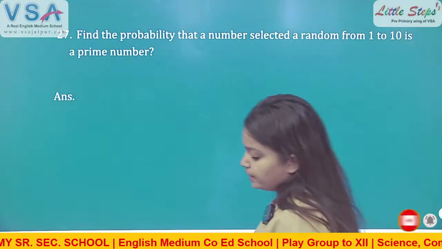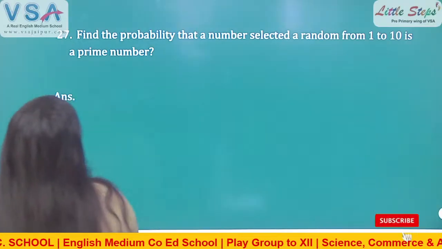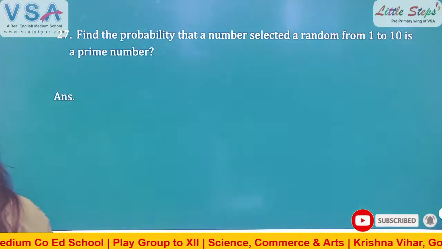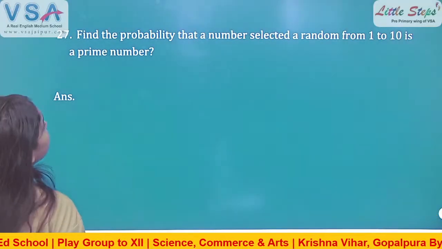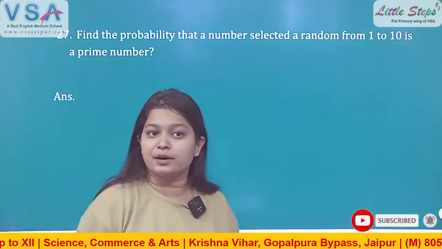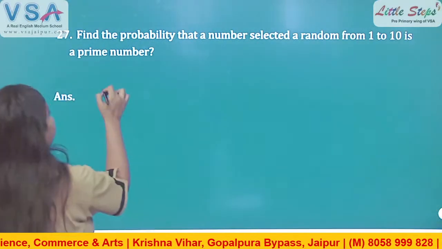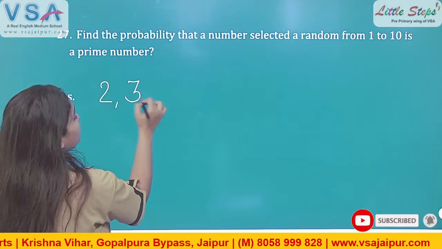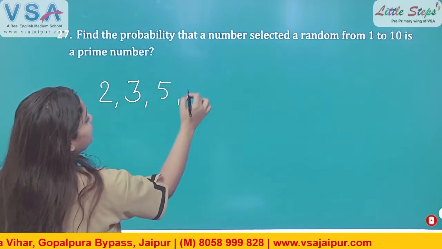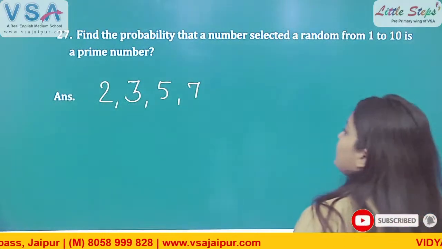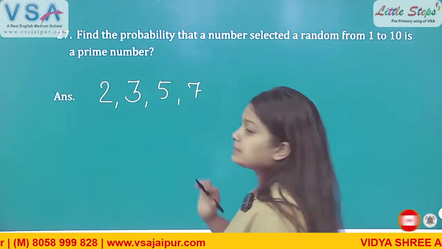Find the probability that the number selected at random from 1 to 10 is a prime number. So we need to calculate a probability. Before that, we have to tell the outcomes. What are the outcomes we will get? We have 2 as a prime number, then 3, then 5, and the last prime number till 10 is 7. These are the only prime numbers we have among 10 numbers.